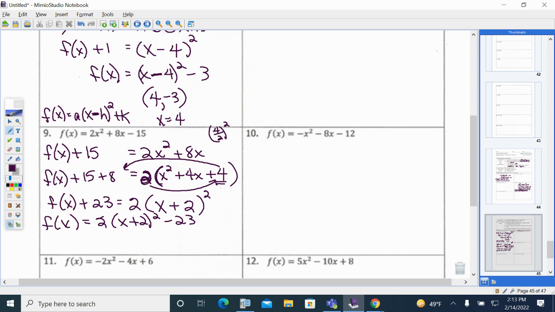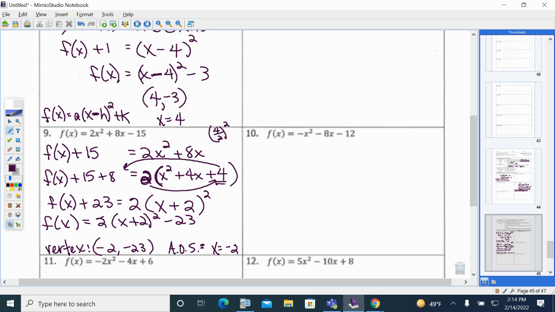And the vertex here is going to be (negative 2, negative 23). So that's the ordered pair for the vertex. And the axis of symmetry, I'm going to label it this time. The axis of symmetry is going to be x equals negative 2. And that's an equation of a vertical line.